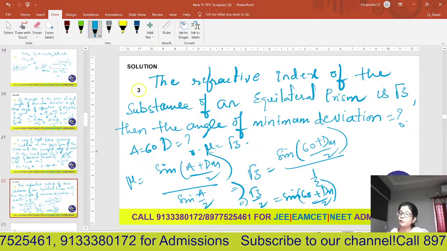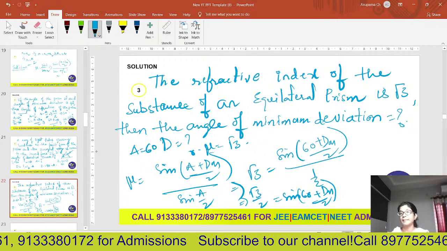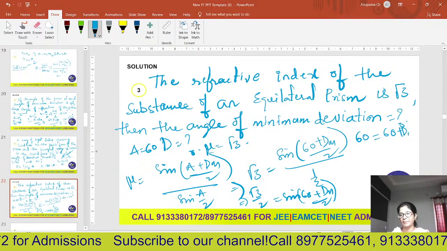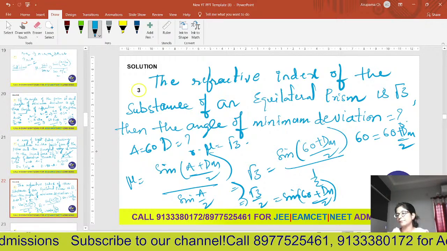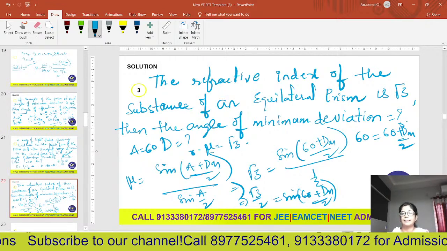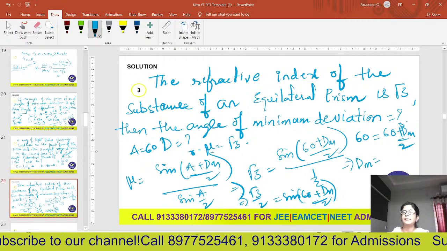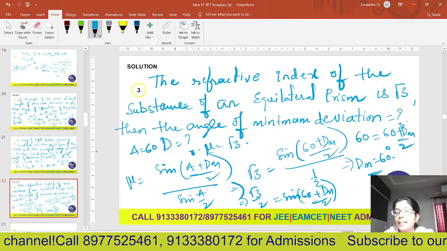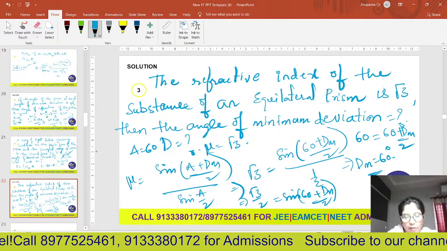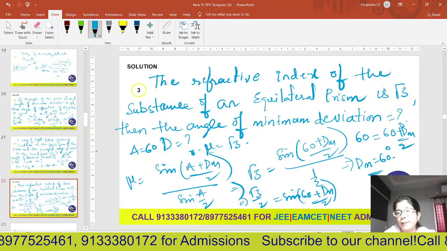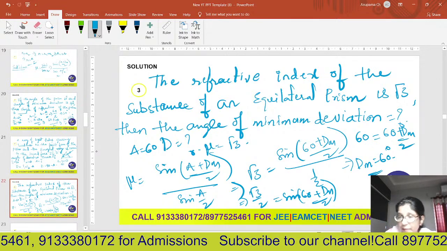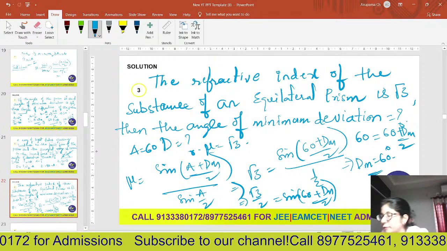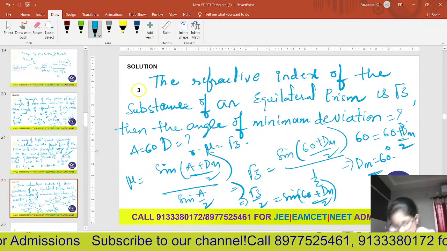Sine inverse of root 3 by 2 how much? 60. I'm directly writing here 60. 60 is equal to (60 plus Dm) by 2. This 2 comes this side, it will be 120. 120 minus 60 is 60 and Dm is nothing but 60 degrees. So in this way we find out the angle of minimum deviation, right? So this is how we'll find out the angle of minimum deviation or refractive index or angles of incidence, angles of refraction and all for different prisms, different angles of prisms, right?